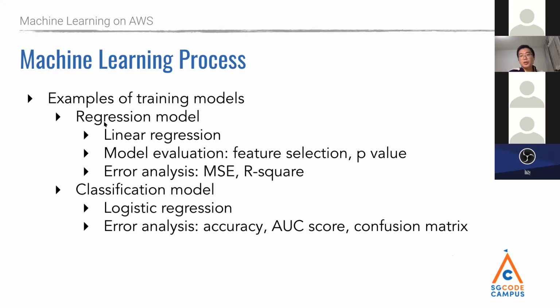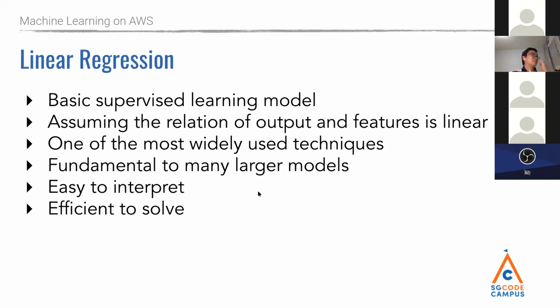Regression predicts numbers. Those numbers can be anywhere, unbounded, from minus infinity to infinity, and it's continuous. Classification is just a finite choice. You try to predict which category it falls into. This is a classification model. For the first regression model, we are going to use linear regression.